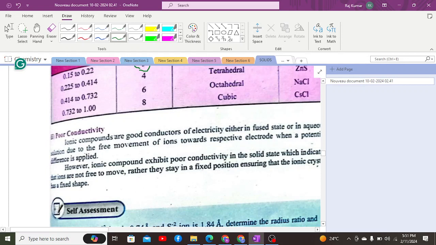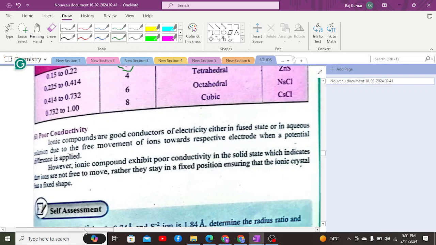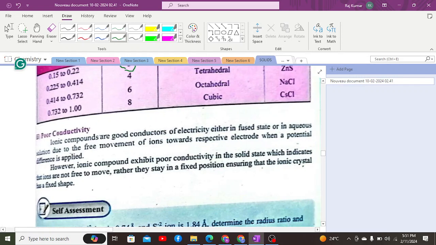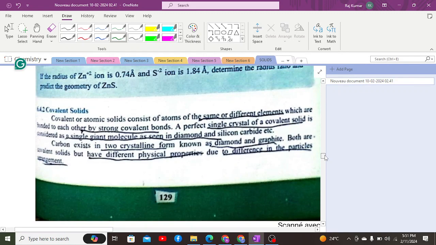Poor conductivity. Ionic solids are good conductors of electricity either in the fused or in the aqueous state due to the free movement of ions towards the respective electrodes when a potential difference is applied. However, ionic compounds exhibit poor conductivity in the solid state, which indicates that ions are not free to move. Rather, they stay in a fixed position, ensuring that the ionic crystal has a fixed shape.